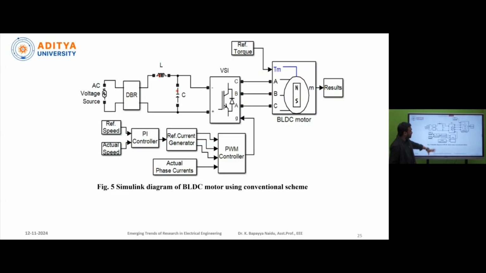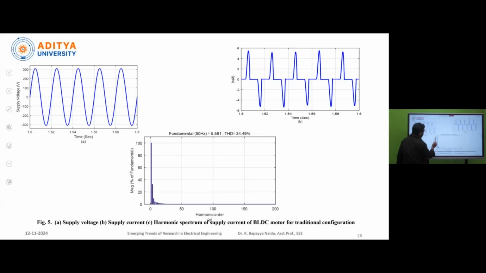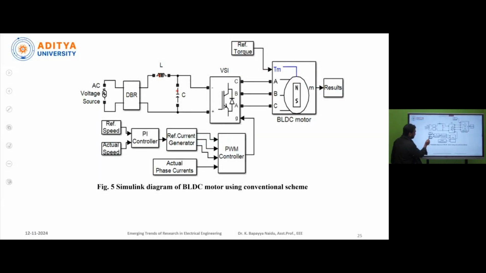This figure represents the simulation diagram of this BLDC motor. The inputs to the PI controller are the reference speed and actual speed. The error is nullified and the output of this PI controller is given to the reference current generator. Here we can produce IA star, IB star and IC star, and from this we can give the pulses to the voltage source inverter.